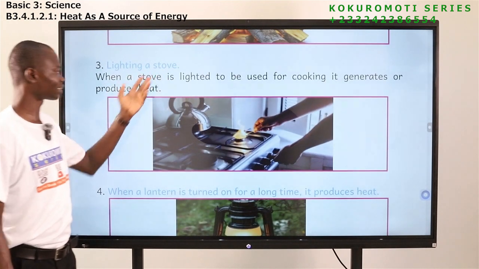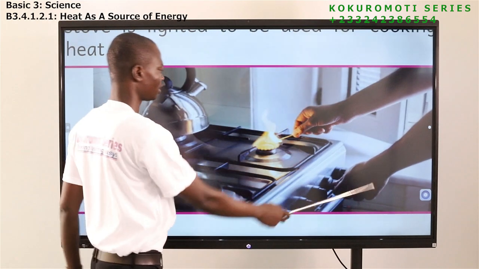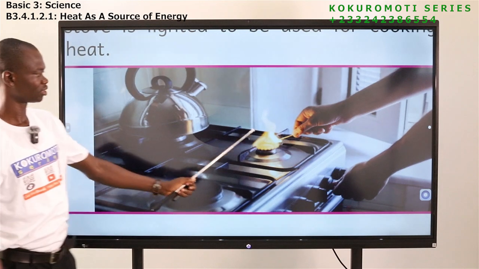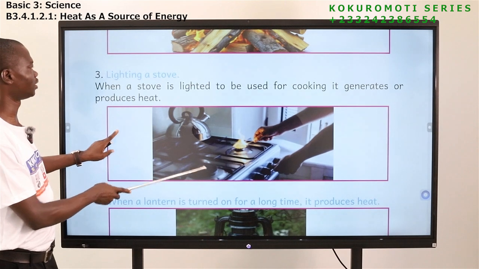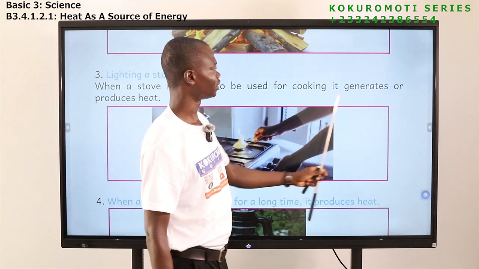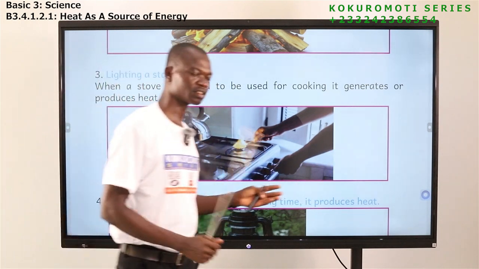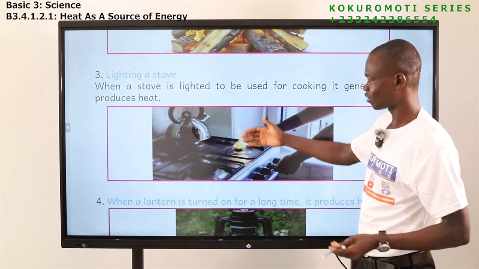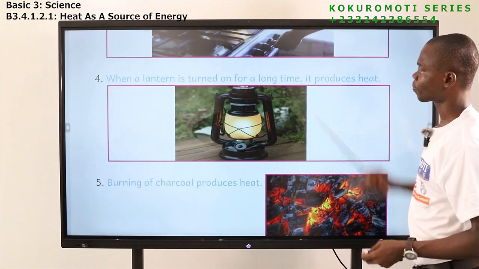Lighting a stove. Look at this. You see, the person here is using matches. Look, he's turning the stove on, and then you see the fire coming. So the fire will produce heat. When a stove is lighted to be used for cooking, it produces heat. So those who use a stove in the house, anytime you go closer when there is fire, you feel the heat. So that is another way of generating heat.